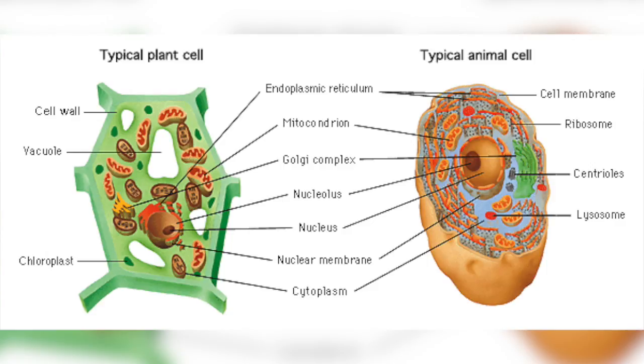Animal cells have one or more small vacuoles, whereas plant cells have one large central vacuole that can take up to 90% of cell volume. Difference in function of vacuoles: in plant cells, the function of vacuoles is to store water and maintain turgidity of the cell. Vacuoles in animal cells store water, ions, and waste.